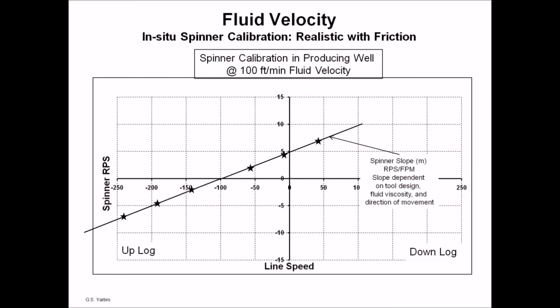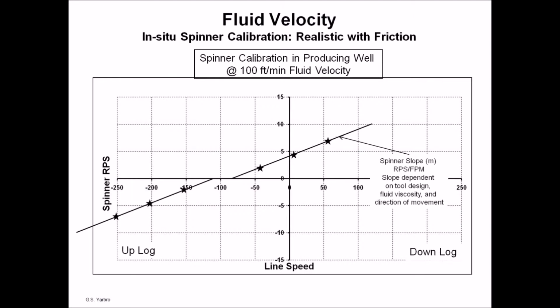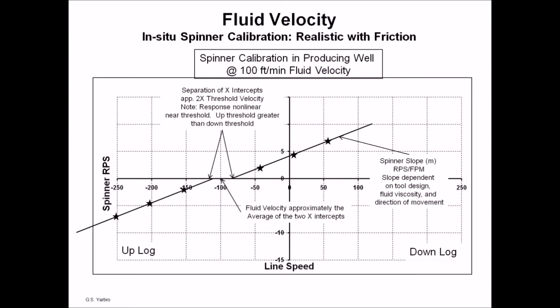Static frictional effects result in two distinct lines separated at the x-axis, with the fluid velocity approximately equal to the average of the two x-intercepts.